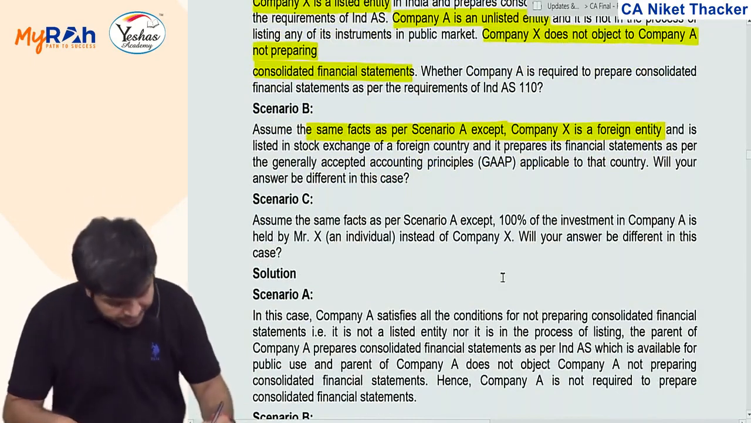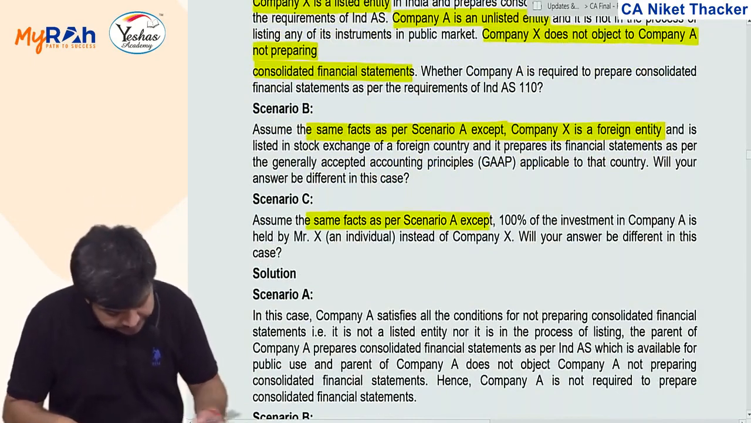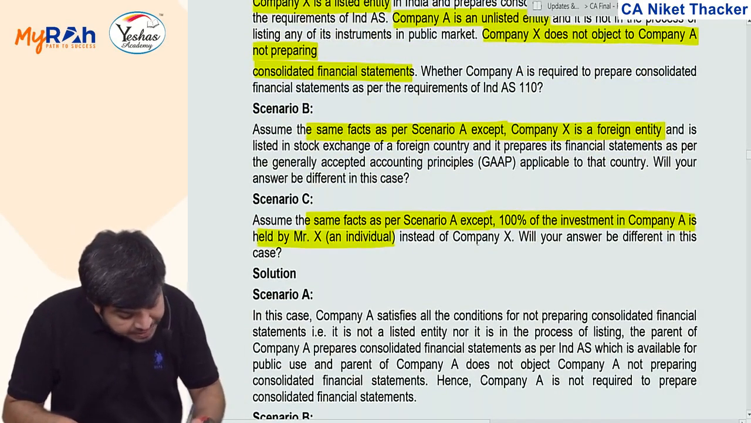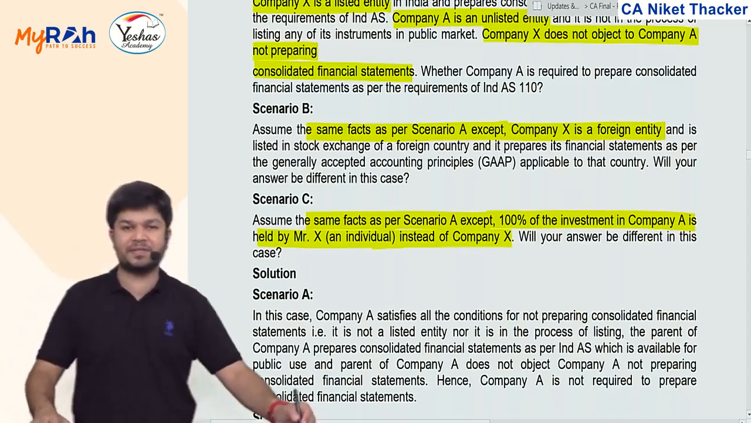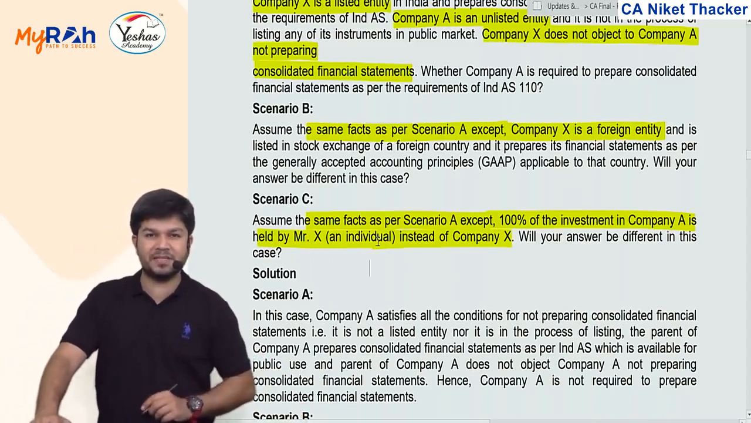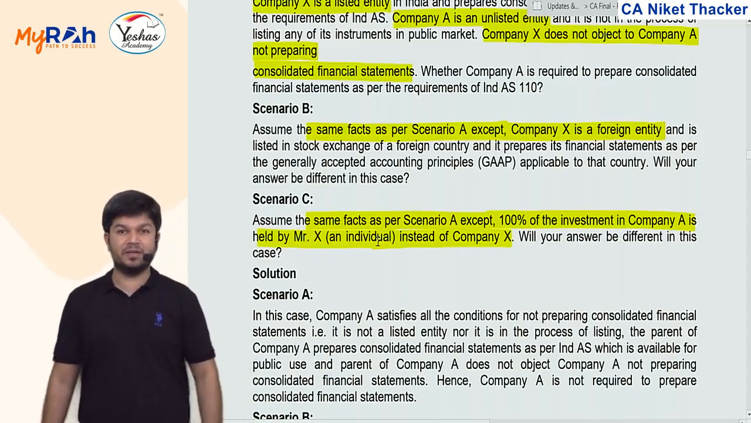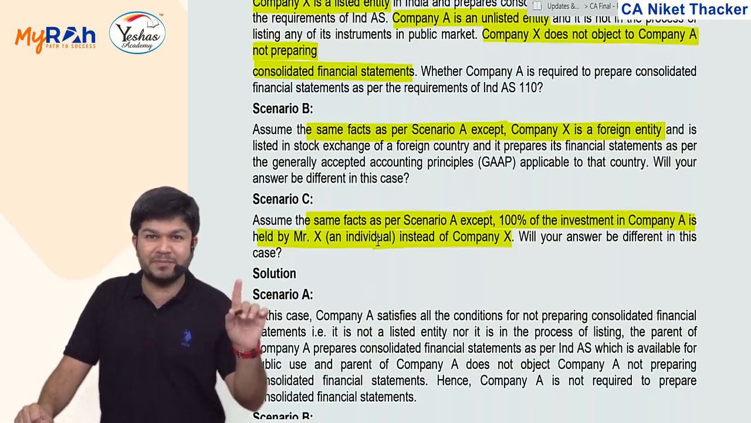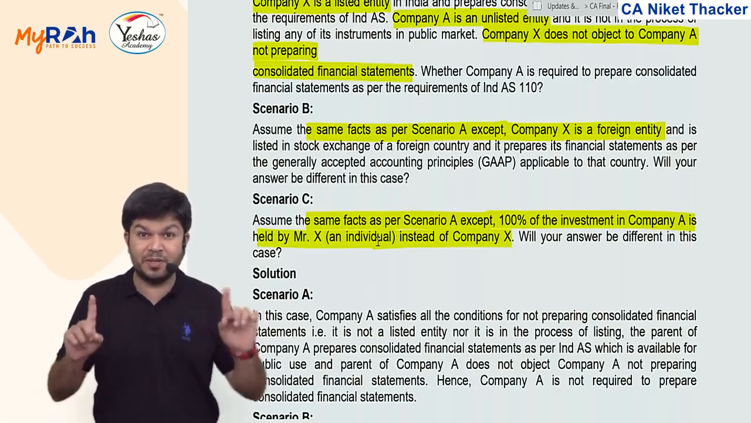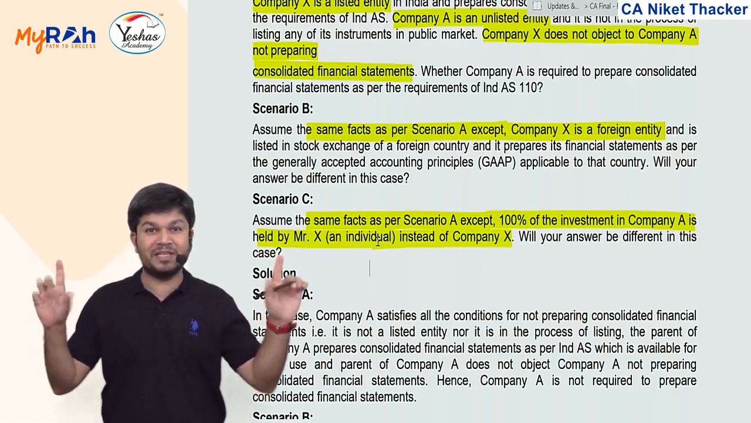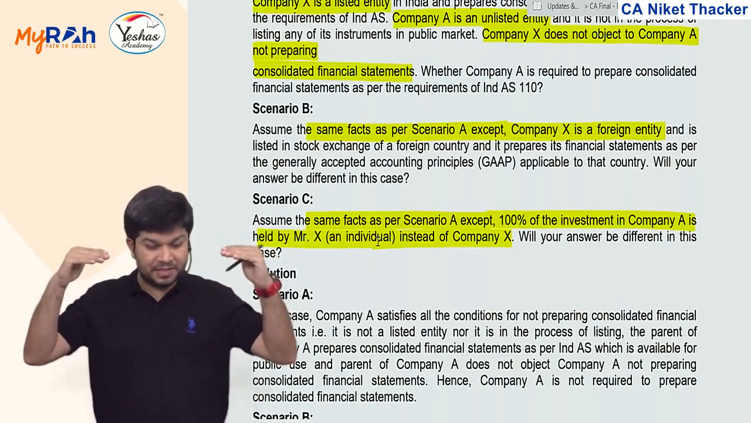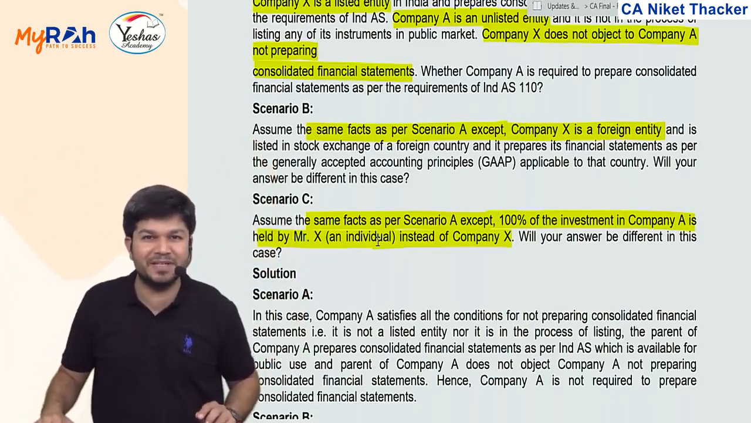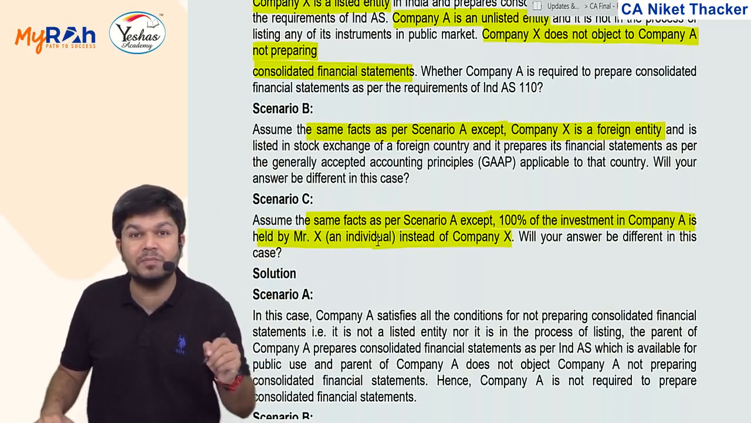Scenario C. Same facts as A, except 100% of the investment in company A is held by Mr. X instead of company X. So imagine it's not company X, it's Mr. X, an individual. Now individuals are not required to prepare financial statements as per Ind AS. Yes, individuals are not required to follow Ind AS. So Mr. X is at the top, and he doesn't prepare as per Ind AS, so again the exemption will not be available.